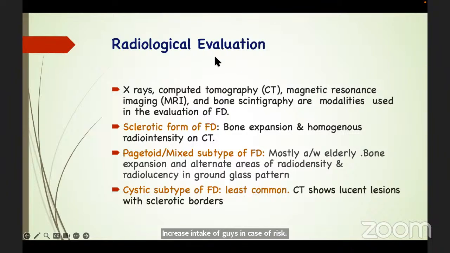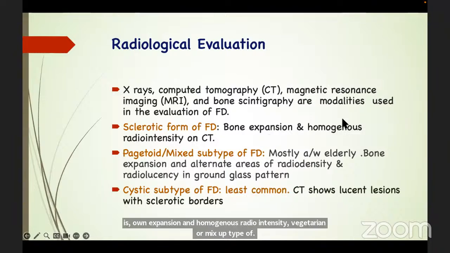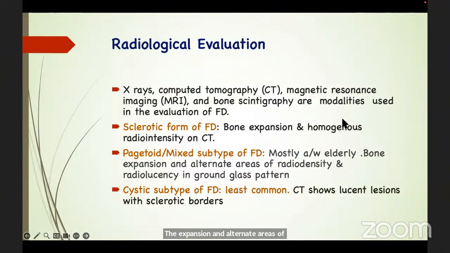And there are different types of fibrous dysplasia: the sclerotic form, that is bone expansion and homogeneous radiodensity on CT; the pagetoid or mixed subtype, with bone expansion and alternate areas of radiodensity; and the cystic type, where CT shows lucent lesions with a sclerotic border.